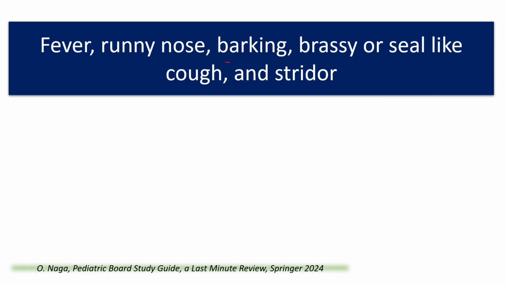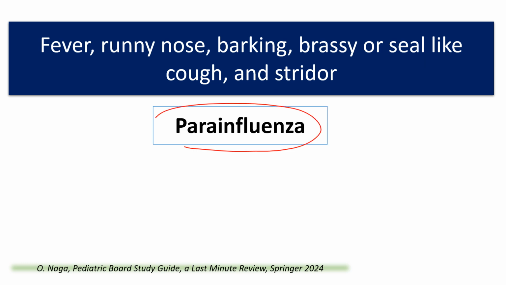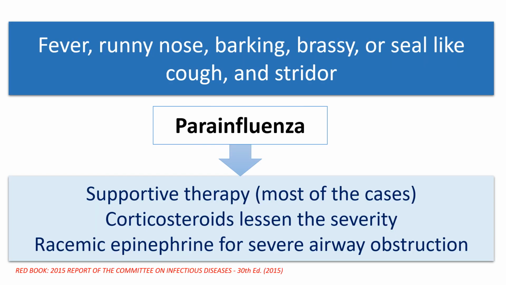Fever, runny nose, barking, brassy or seal-like cough, and stridor. What is the most likely cause? Parainfluenza virus is the most common, but it can also be caused by other viruses, for example, influenza. Treatment is supportive in most cases. Corticosteroids help lessen the severity of the illness and decrease the chance of hospitalization. Racemic epinephrine is used for severe airway obstruction.